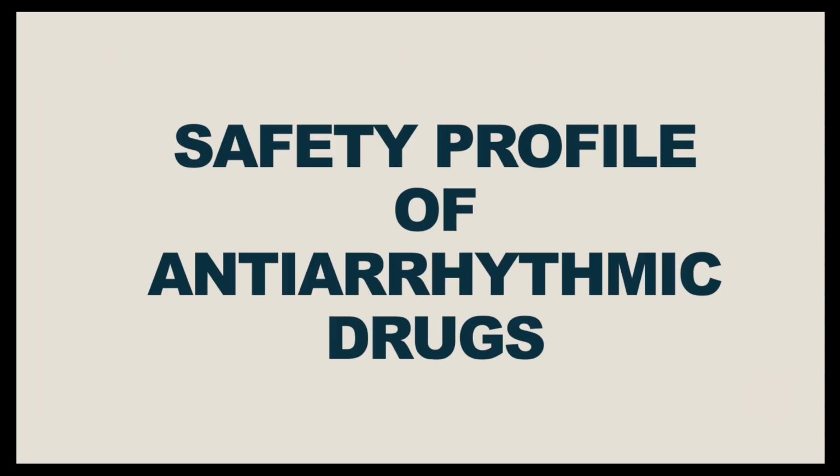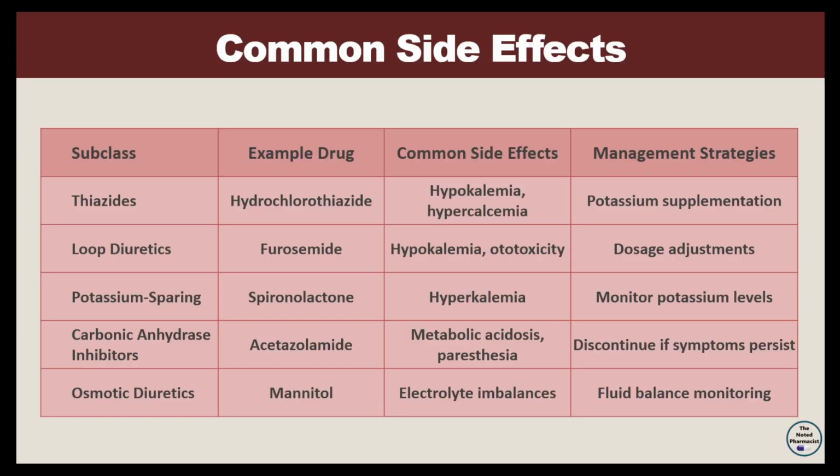Side effect and safety profile of diuretics. The side effects and safety profile of diuretics are diverse across their 5 subclasses: thiazides, loop diuretics, potassium-sparing diuretics, carbonic anhydrase inhibitors, and osmotic diuretics. Let's start by looking at the common side effects associated with these subclasses. The table presented here highlights the common side effects associated with each subclass of diuretics, providing a comprehensive overview.